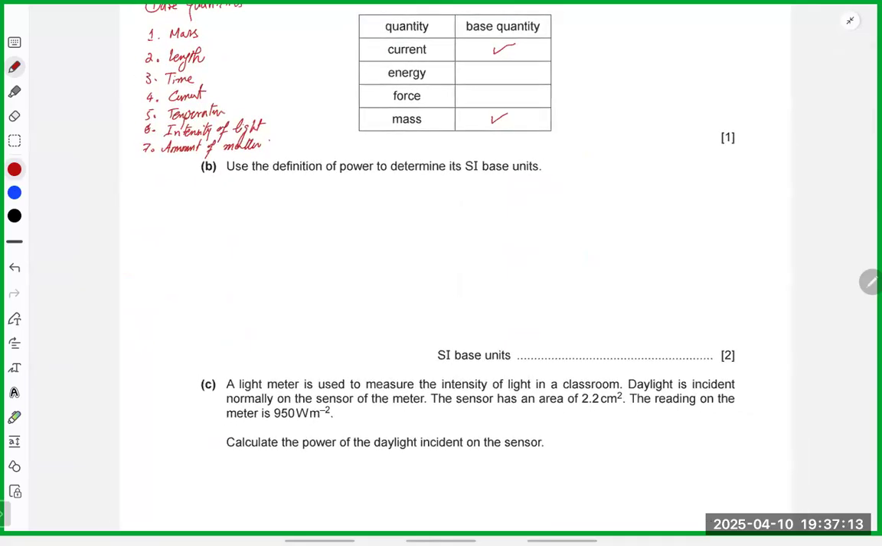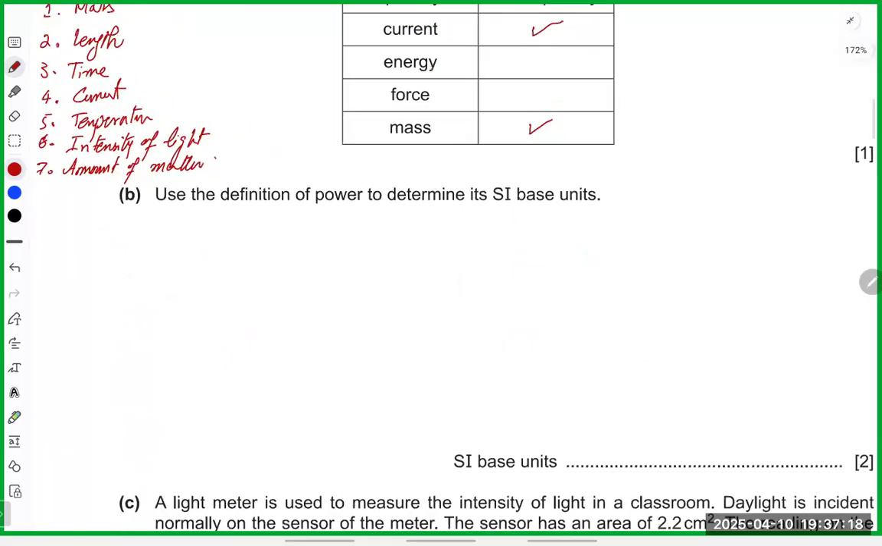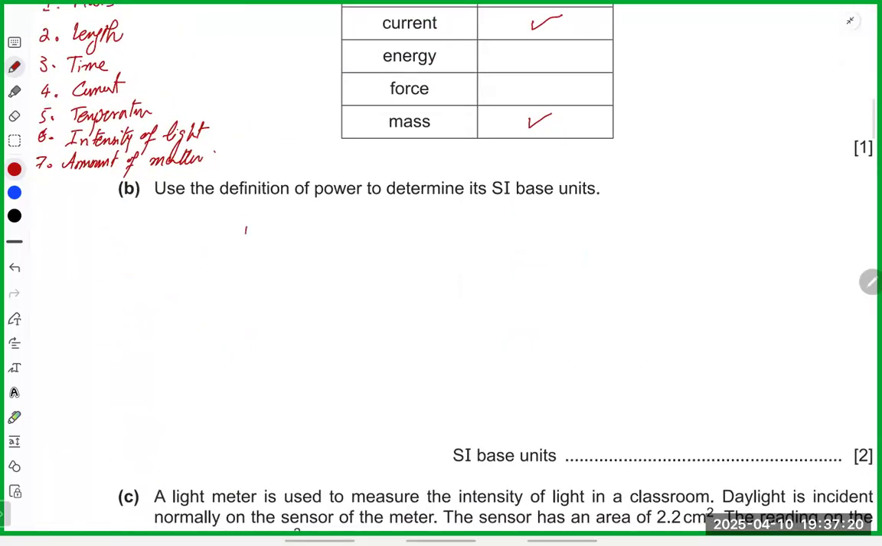Use the definition of power to determine the SI base unit. Power is work done divided by time. Work done is force multiplied by distance, divided by time. Force is mass into acceleration, into distance divided by time. So what is the unit for mass?